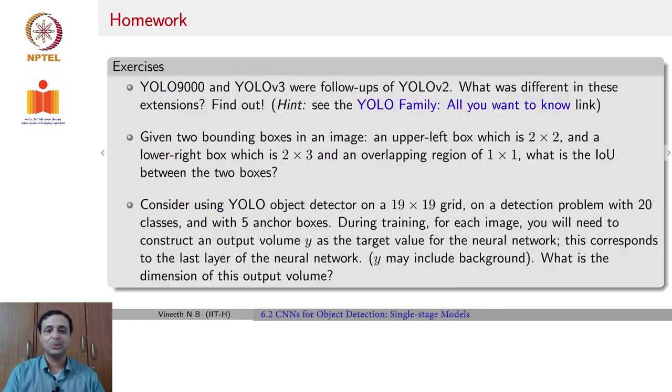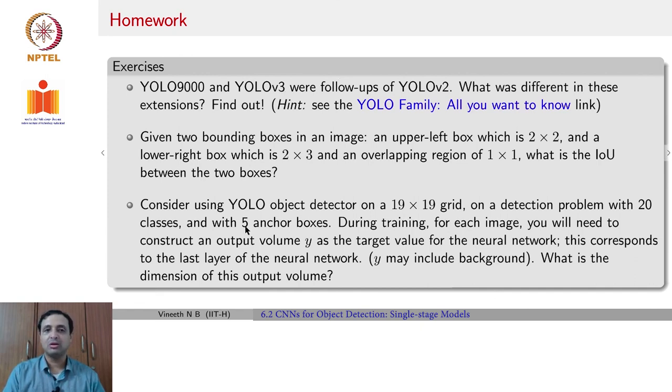A few exercises to leave behind. We only covered YOLO v1 and YOLO v2 in this lecture. YOLO also had a YOLO 9000, which talked about scaling YOLO to 9000 categories, and a YOLO v3, which was very close to YOLO 9000 in its ideas. How these were different from YOLO v2 is going to be a homework for you. Please do read the link that was given in the reading section in the previous slide for understanding YOLO.